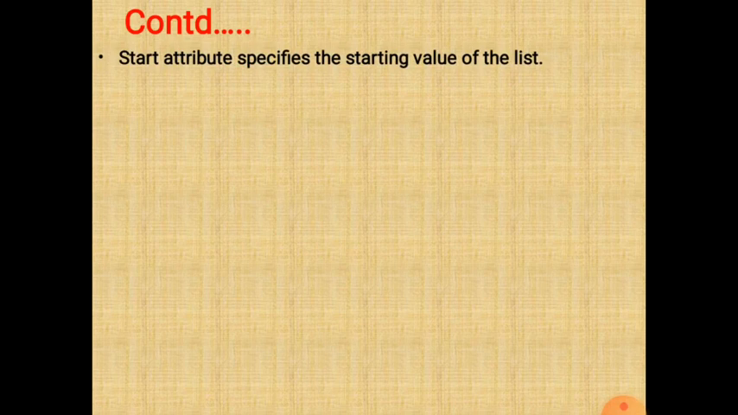The start attribute specifies the starting value of the list. It means if you want to start your list with a specific number, like 7 or 10, you can write that particular number in the start attribute: start is equal to that number. And if you want to start from a particular alphabet, then you can write that alphabet.